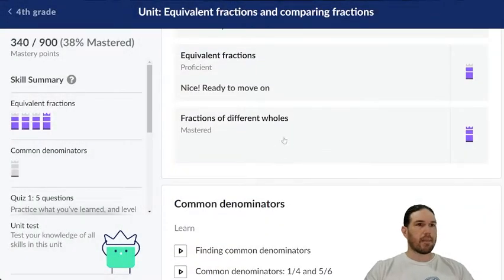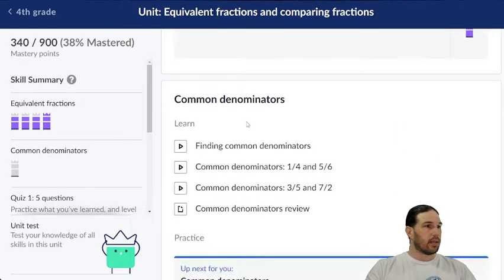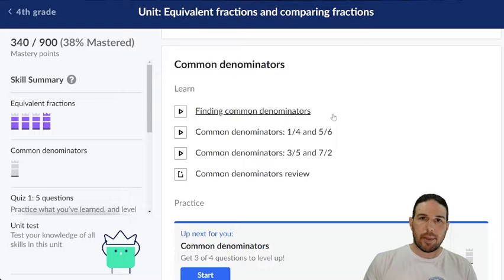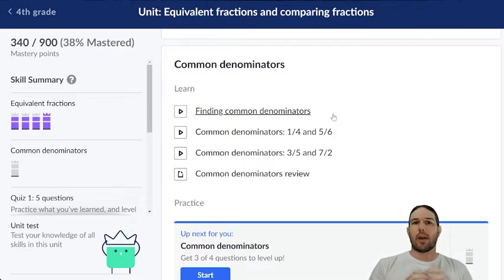Looks like we've already mastered this fractions of different wholes, probably from 3rd grade. So let's move on to the dreaded common denominators. Now, common denominators is like a horror story for so many students, and it's easy to see why.